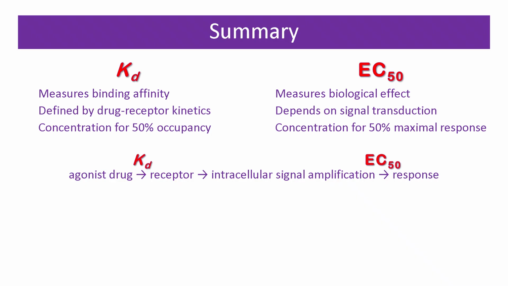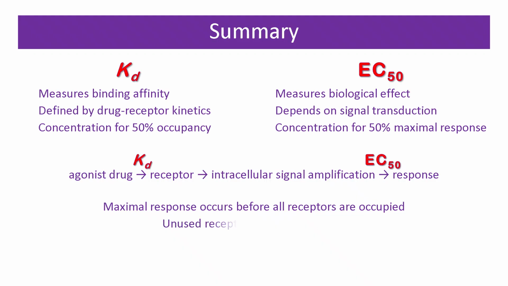That allows a full response to be generated while many receptors remain unoccupied. These unused receptors are spare receptors. Their presence allows maximal response at low receptor occupancy. As a result, EC50 is often lower than KD. In short, KD is about binding, EC50 is about response, and biology sits between the two.